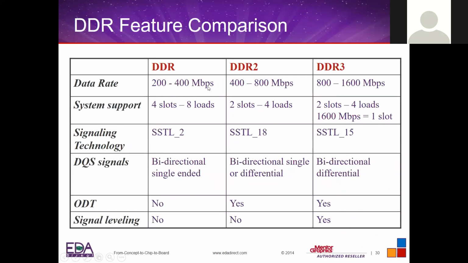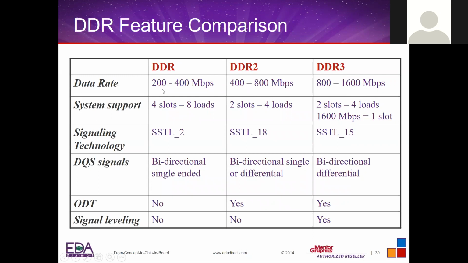Okay, so this one just highlights some of the main differences between these technologies. DDR you see max out at about 400 megabits per second. DDR2 runs at 400 megahertz or 800 megabits per second. DDR3 you're running more than that nowadays. Okay, so clock speed increase, data rate increases.